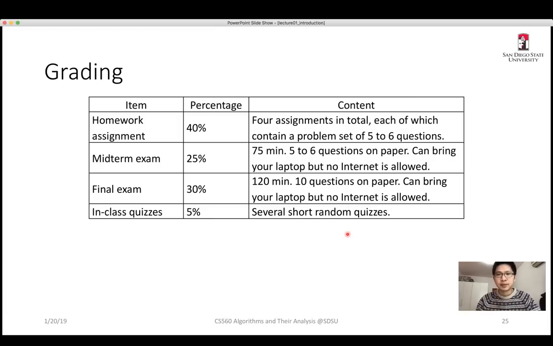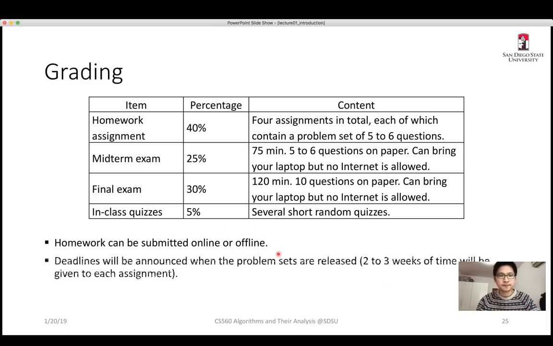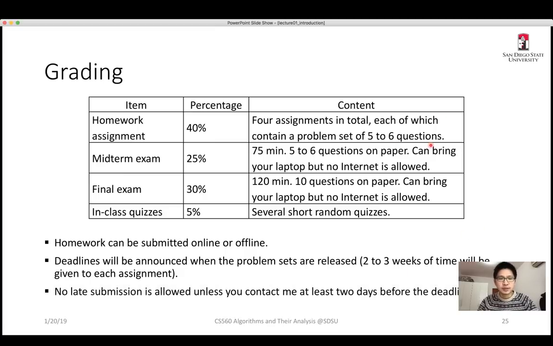As I said, there's no specific programming language required, so all the assignment questions and all the questions in the midterm and final exams are paper-based. You just need to write on paper, or in the homework assignments, you can also write in Word documents and create PDF files to submit the homework online or offline if you like. Both ways are okay. All the deadlines for the 4 assignments will be announced when the problem sets are released. You will have 2 to 3 weeks for each problem set, and each problem set consists of 5 to 6 questions. Basically, no late submission is allowed, unless you contact me at least 2 days before the deadline and you have a good reason for a late submission.